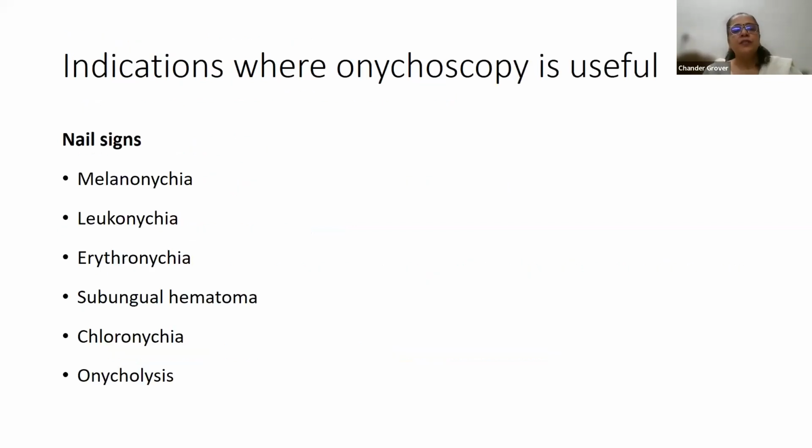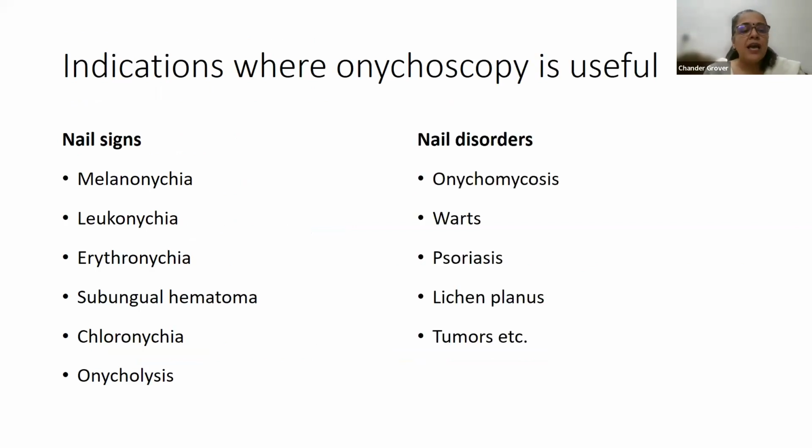Indications where onychoscopy is useful till now: Melanonychia, Leuconychia, Erythronychia, hematoma, Koilonychia, onycholysis. Onycholysis I'll just slightly discuss in more detail because every disease I can't go through. Already I've overshot my time by leaps and bounds. The nail disorders where a combination of these signs, onychomycosis, warts, psoriasis, LP, tumors, etc. can be seen. Here you have well-defined dermoscopic criteria for diagnosis of these diseases.